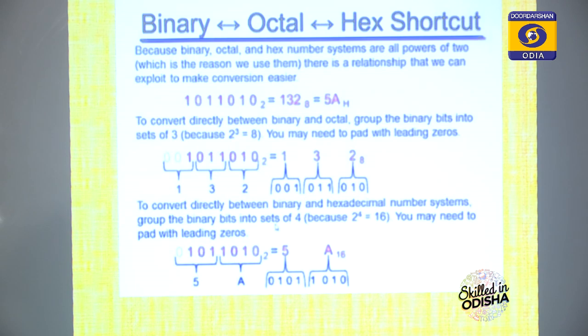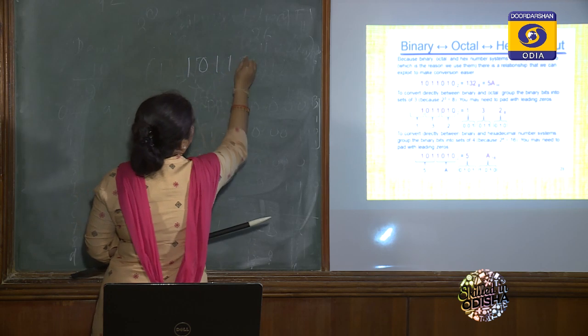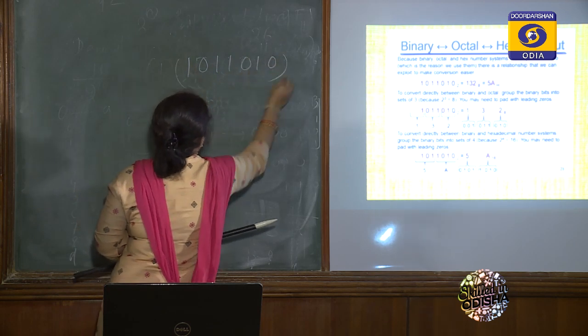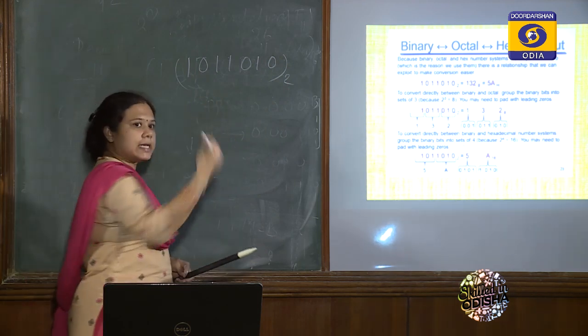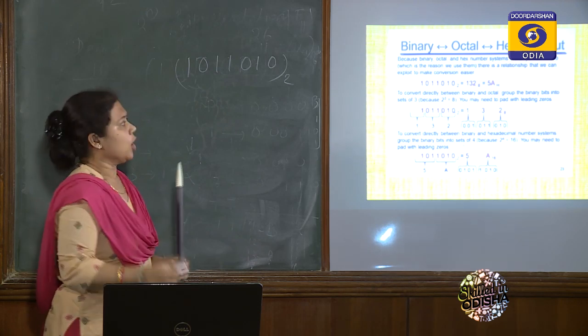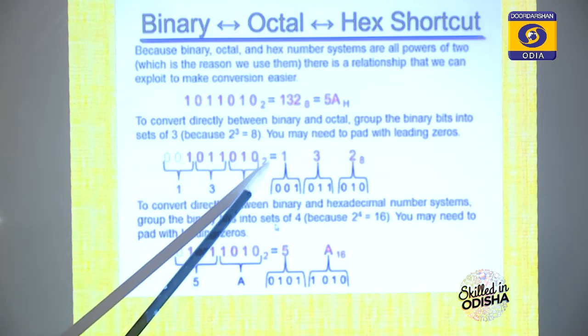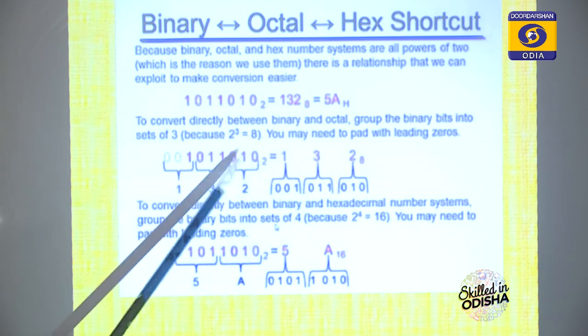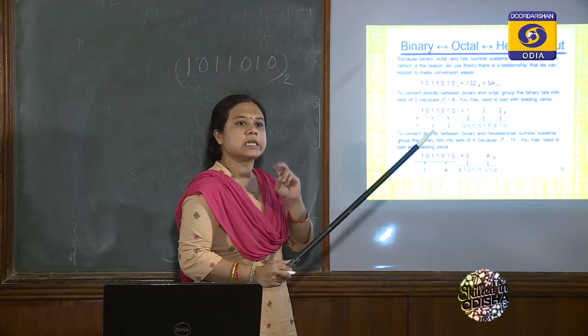If a binary number is given, how do we convert it into a hexadecimal or octal number? Suppose we take the example 101101 as the binary number. One way is to convert this binary to decimal, and again convert that decimal to octal or hexadecimal. Or, for binary to octal, the number of bits in octal is 3.